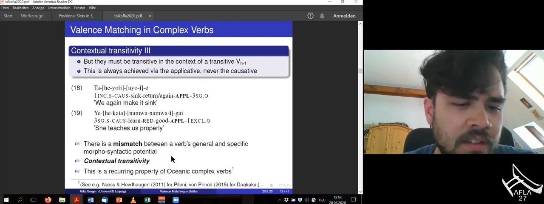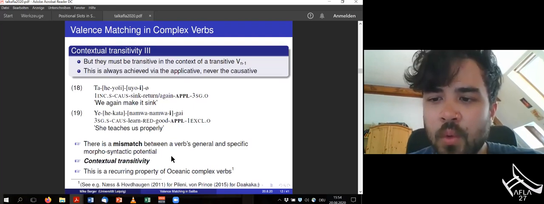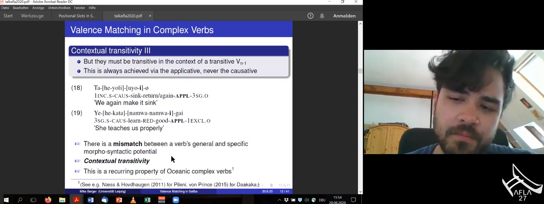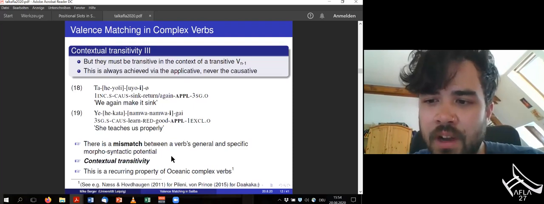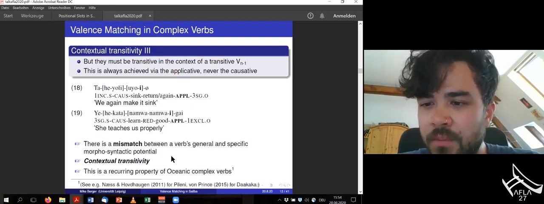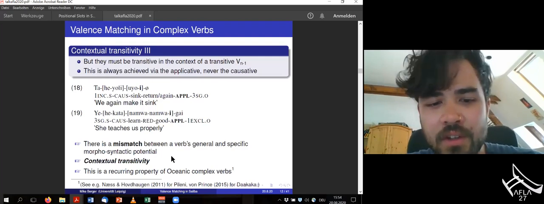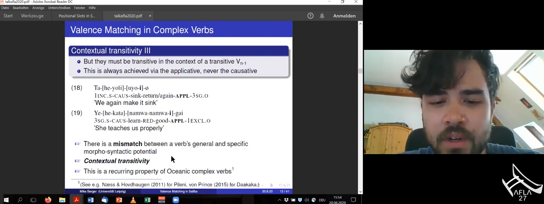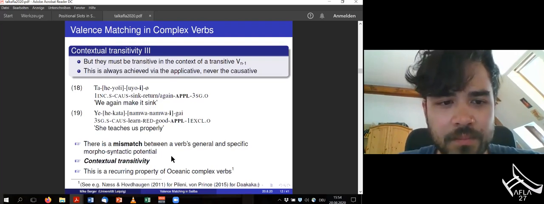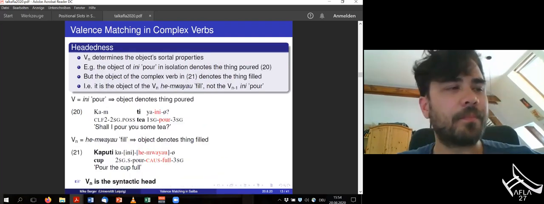So what's interesting is that there's a mismatch between a verb's general and specific morphosyntactic potential, which is interesting independently because my impression is that usually it's the other way around. Once you stick something in a serial verb construction, a verb tends to lose some of its potential, either morphosyntactically or semantically, right? So here it's the other way around. This is a recurring property of Oceanic complex verbs, by the way, and I'll give you a couple more examples.